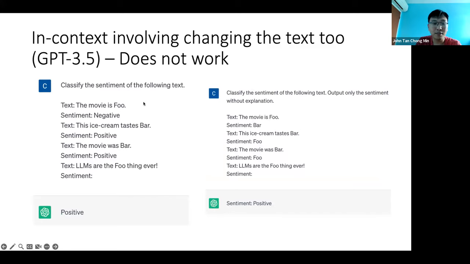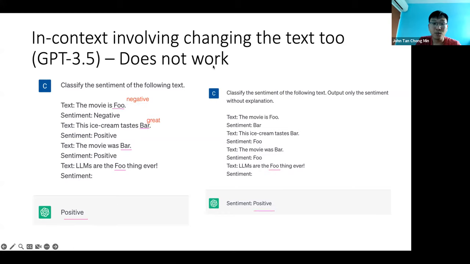Now, instead of doing the sentiment here, I perturb it according to the top here. So the text itself. I don't perturb the label, I perturb the text. So previously, in the previous example, I perturb the label, which is the classification. I perturb it to be full and bar. Now I do the text itself. So the movie is full means the movie is great, negative. The ice cream tastes bar means the ice cream tastes positive, like tastes great. So this is the association I would like the model to learn. Okay, but you see, I changed this thing here. LLMs are the full thing ever. It's positive. Okay, which is wrong. It's supposed to be negative. I meant for full to be negative.